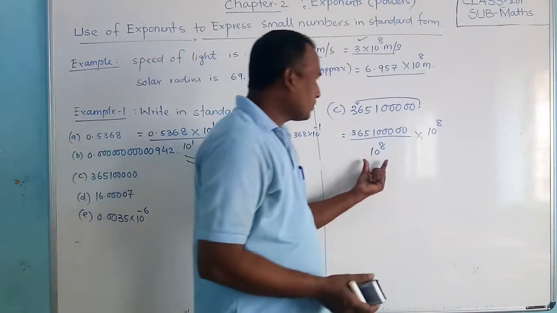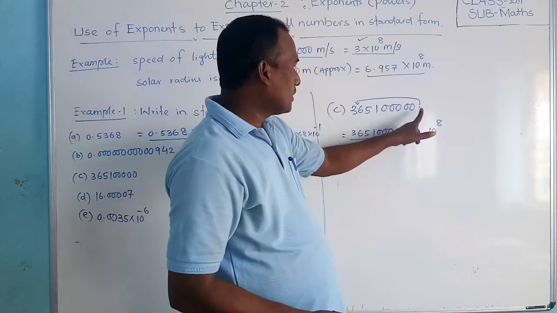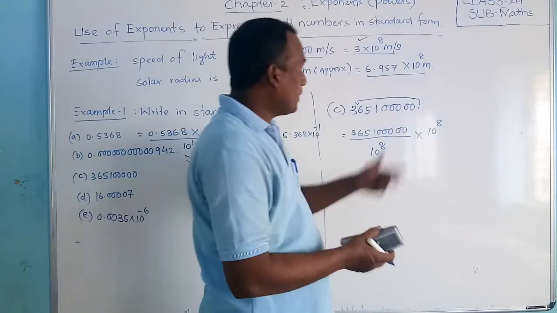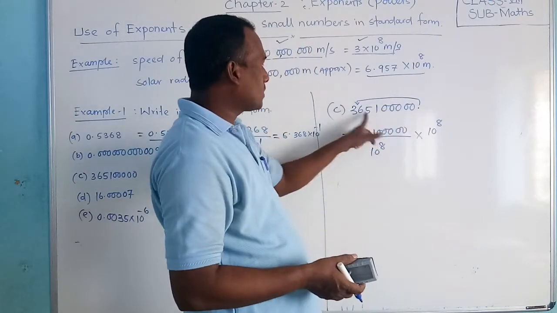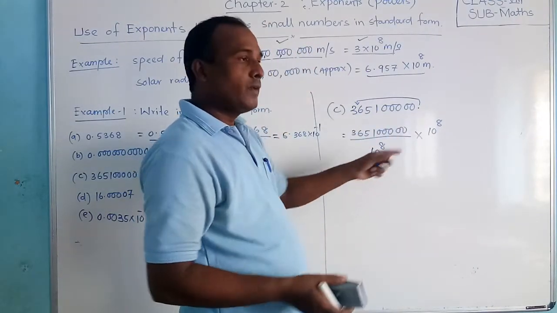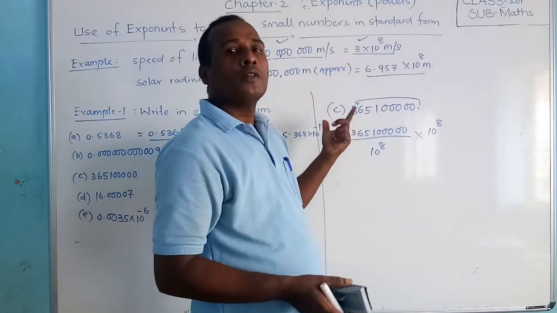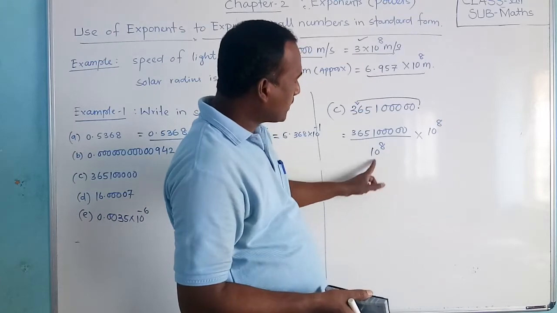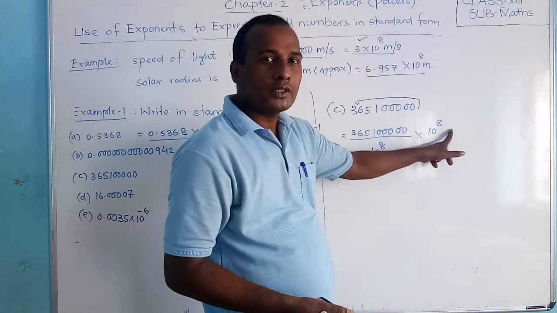Understand? So carefully students observe, when the decimal number is not given, you have to keep the decimal here. How many places will come to the left? Now 8 places will come, so divide by 8. If you are coming to the left side, you must do division. So after dividing by 10 power 8, then multiply also 10 power 8.